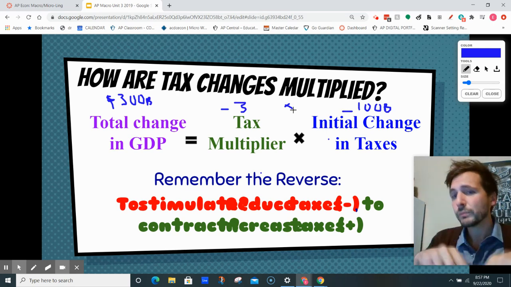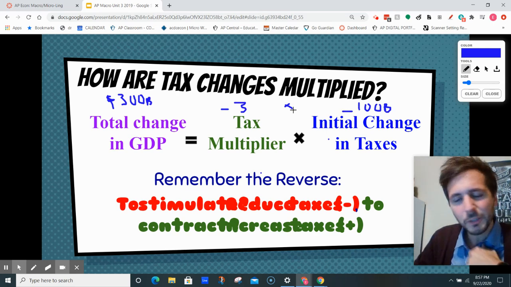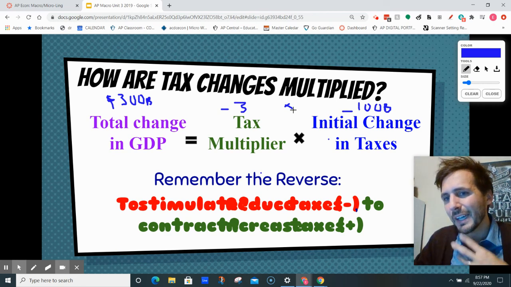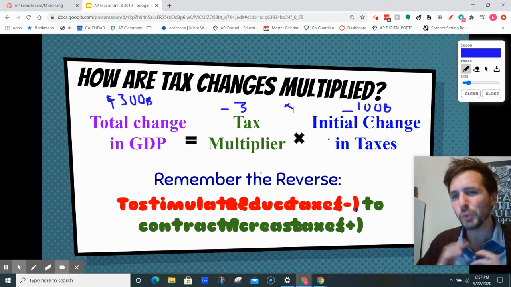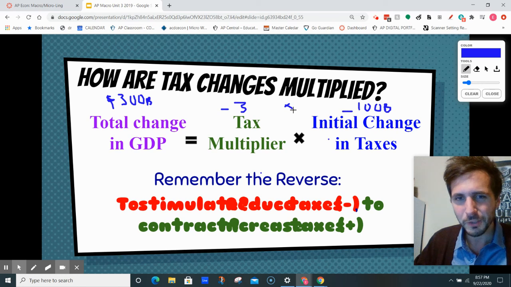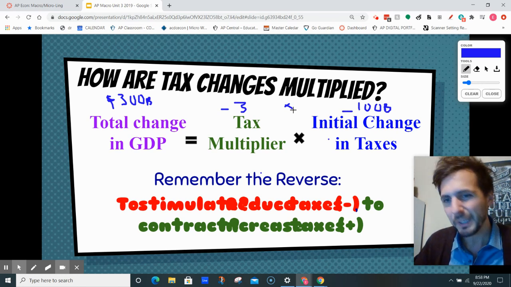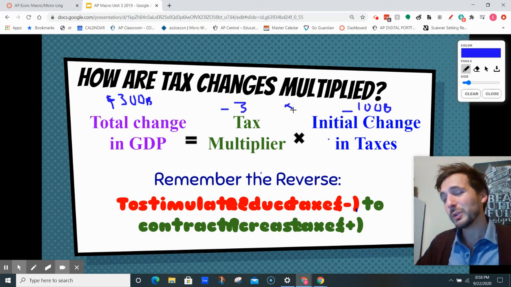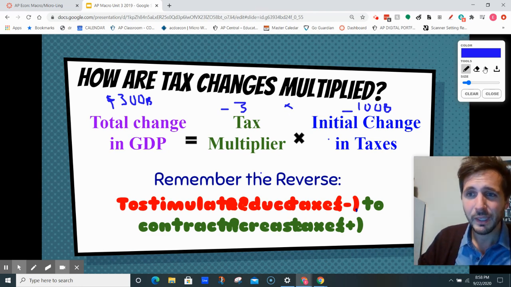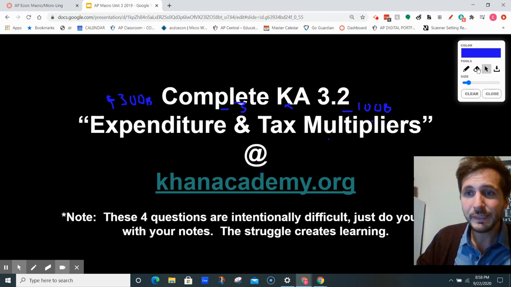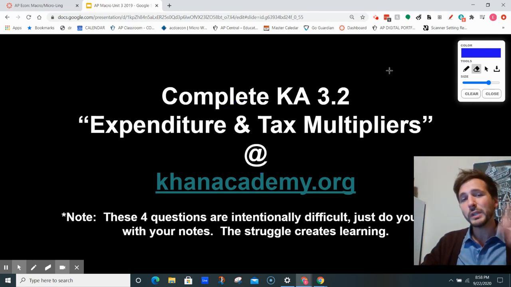But be careful, that's not actually a tax multiplier. My tax multiplier isn't -3. My tax multiplier is 3. This is just a little shortcut to make sure you're kicking out the right answer. Okay? Just remember the reverse. If I want to decrease GDP, I increase taxes. If I want to increase GDP, I decrease taxes when you're calculating these things out. That's it. Hopefully that made some sense for you guys.